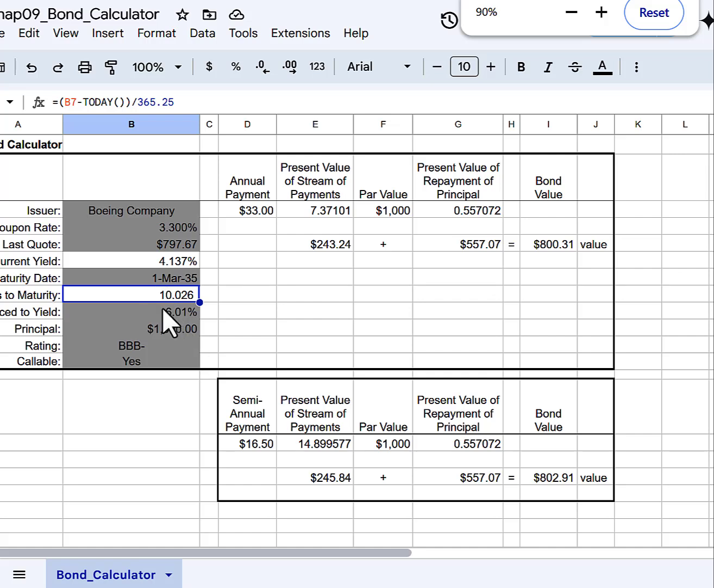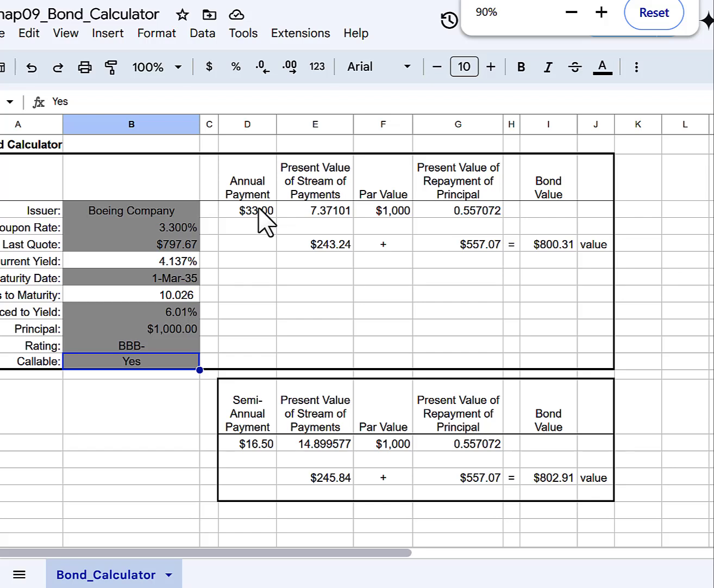And it's saying price to yield, we put in that 0.0090595, which is what the FINRA website told me. So I put the whole thing in. I mean, 6.009 is good enough. And then the principal is 1,000. Notice Boeing is very close to being junk status, BBB minus, and it's callable, yes.